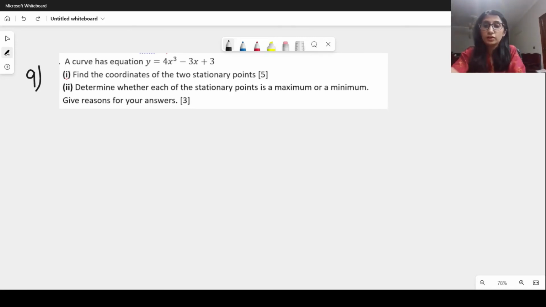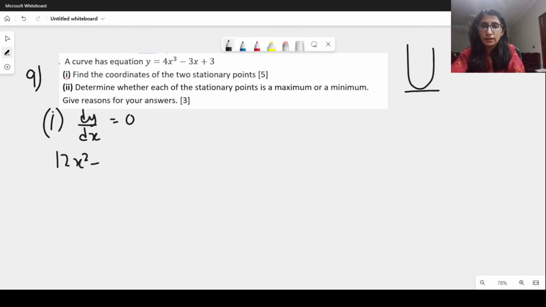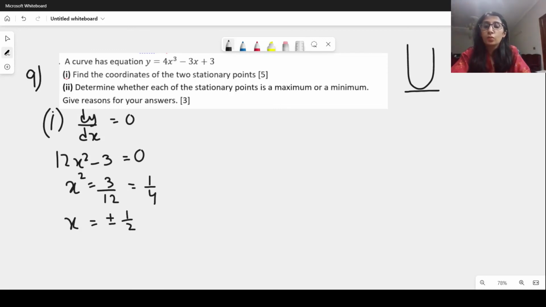Okay, part 1, find the coordinates of the stationary points. At the stationary point of a curve, we know that the derivative is equal to 0. So that's how we'll start. dy over dx equals 0. So that's 12x squared minus 3 plus 0 equals 0. Need to find the value of x. So x squared is going to be 3 upon 12. So that's 1 upon 4. And when I take the square root on both sides, I get plus minus half. So one coordinate of x is half, the other x coordinate of the turning point is minus half.